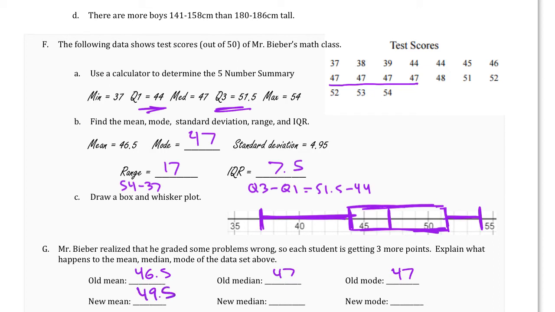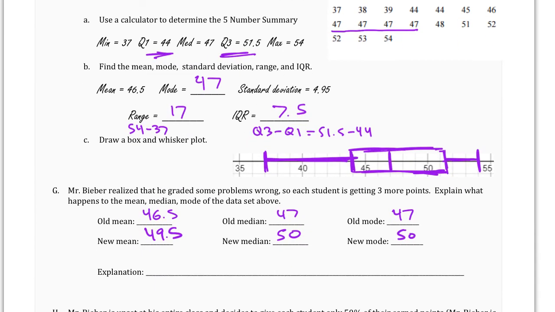Right? Every data point here is getting shifted up 3. So the median is going to get shifted up 3 also. So that's 50 is the new median. And all 4 of those 47s that make it the mode, all their scores are now 50, 50, 50, 50. So that's 50 is going to be the biggest score. So look at that. All the data points go up by 3. Or all the measures of center, mean, median, and mode go up by 3.